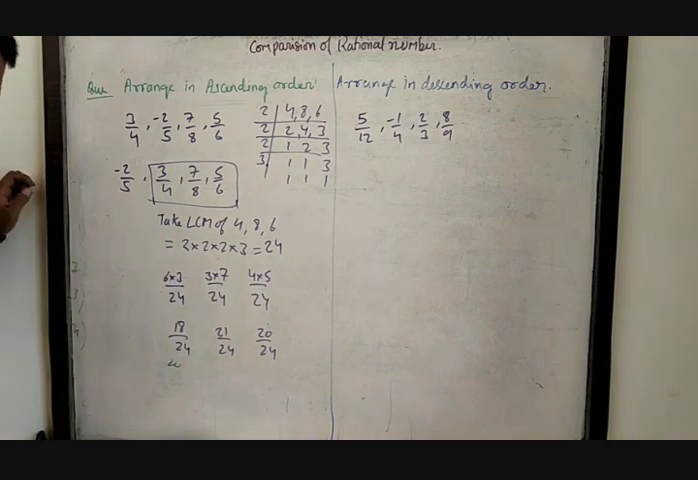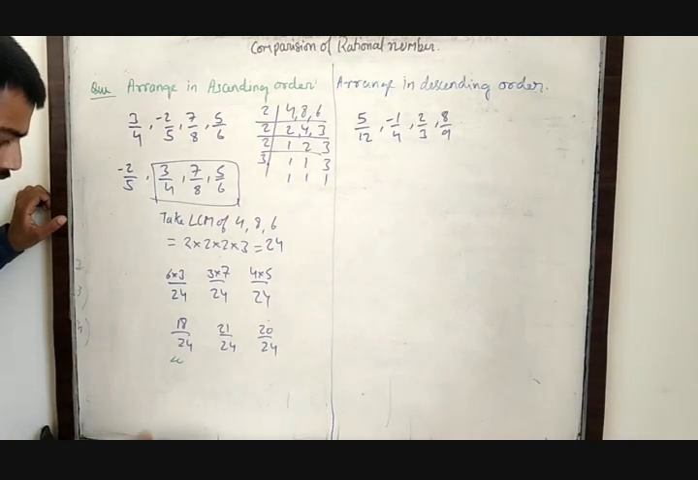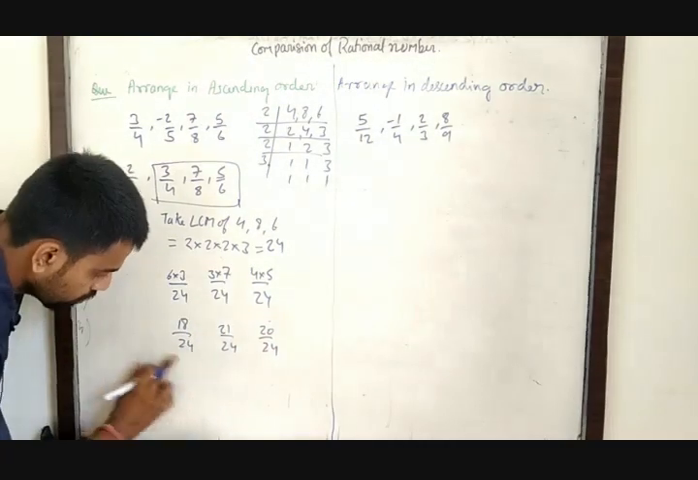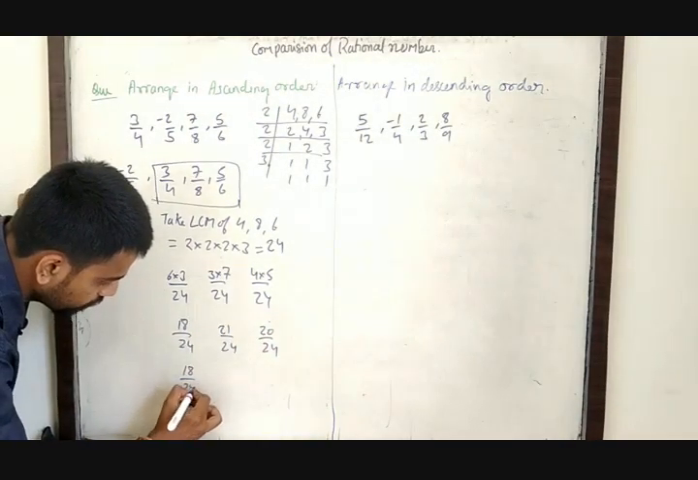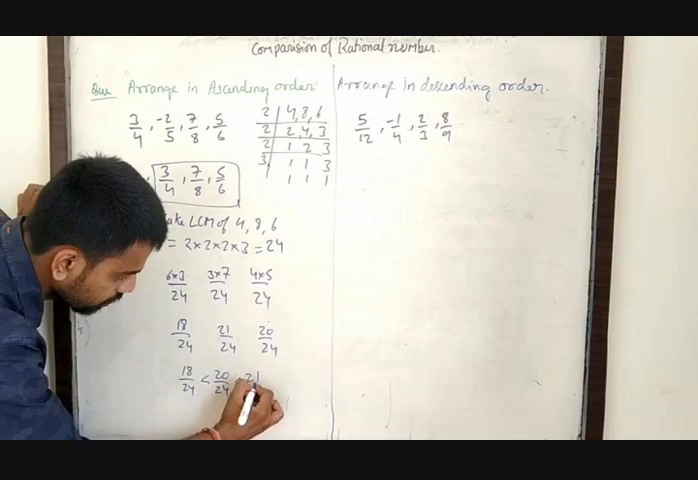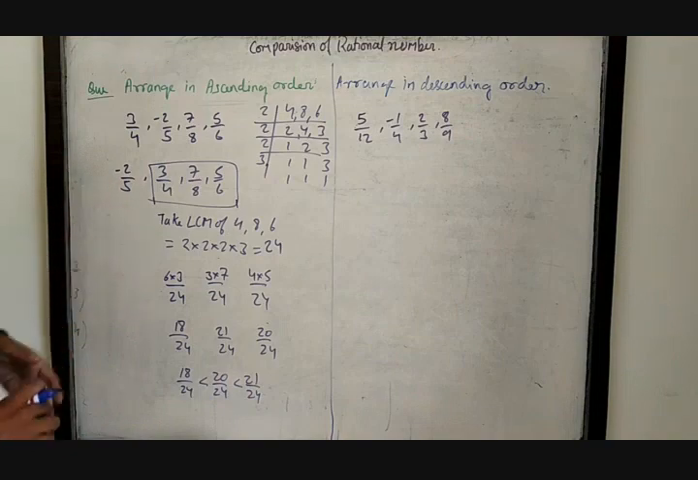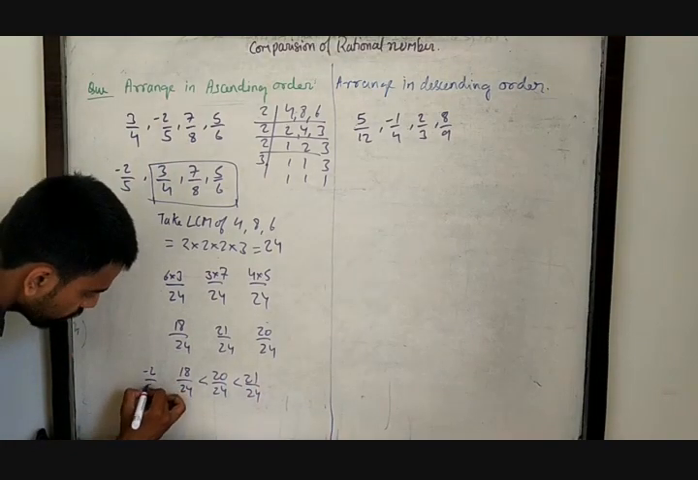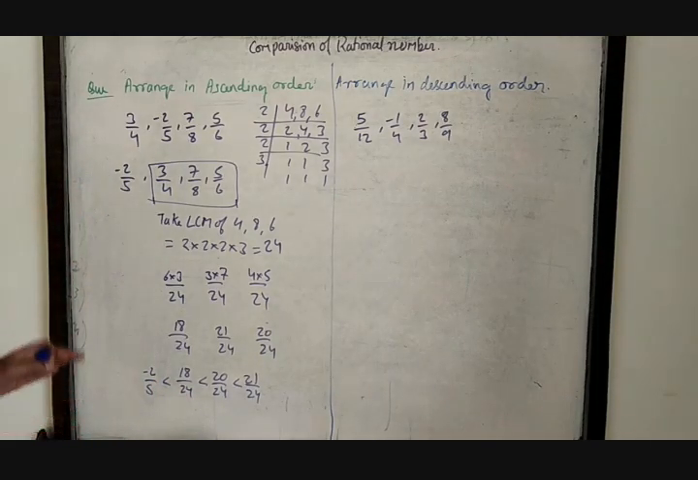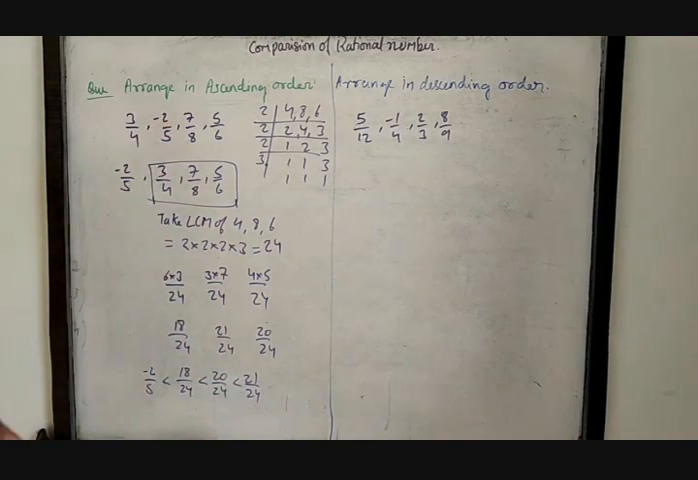Now we have to compare the numerators. 18 will be smaller, the next bigger will be 20, then after that 21. So 18 by 24 is less than 20 by 24, which is less than 21 by 24. And previously what exactly did we take out? Minus 2 by 5. So minus 2 by 5 is less than these. Now we have to replace these numbers by their actual numbers.